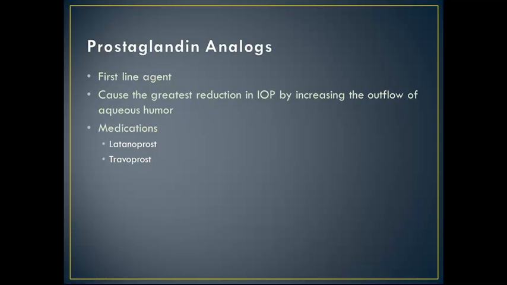Prostaglandin analogs are first-line agents because they cause the greatest reduction in the intraocular pressure by increasing the outflow of aqueous humor. Most common medications are latanoprost and travoprost. It should be noted that patients should be warned that their eye color can often change with this medication.